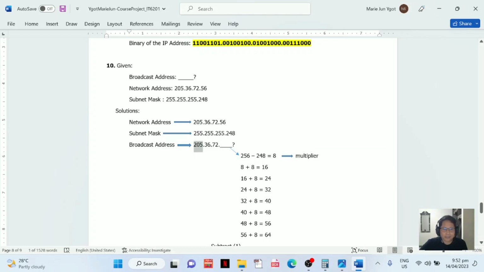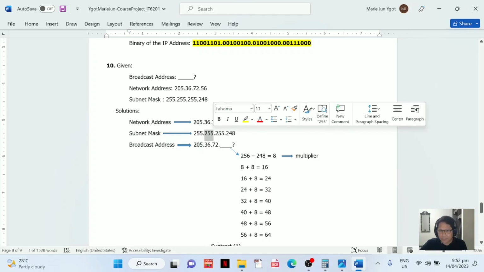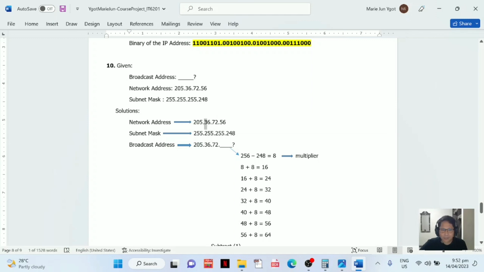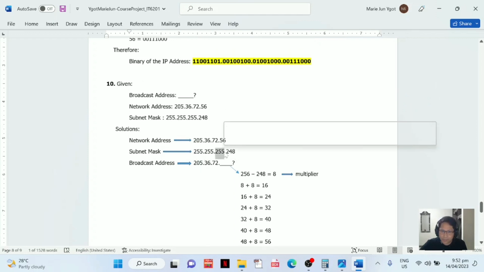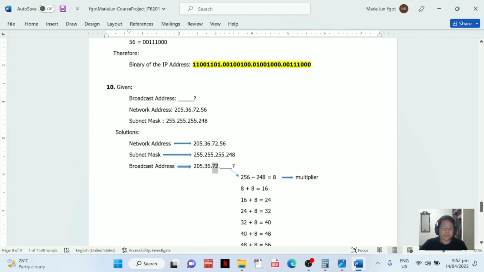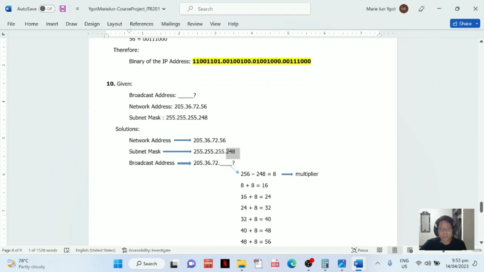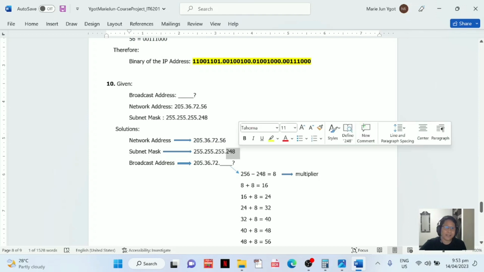Next, again we have a 255, so let's just write down 36. So that's why we have 36 here. Again we have 255 on our subnet mask, so we are going to write down 72 on our third octet. And on the last octet, we need to solve this one because the octet is not 255 and also not a 0. So this is a funny octet.